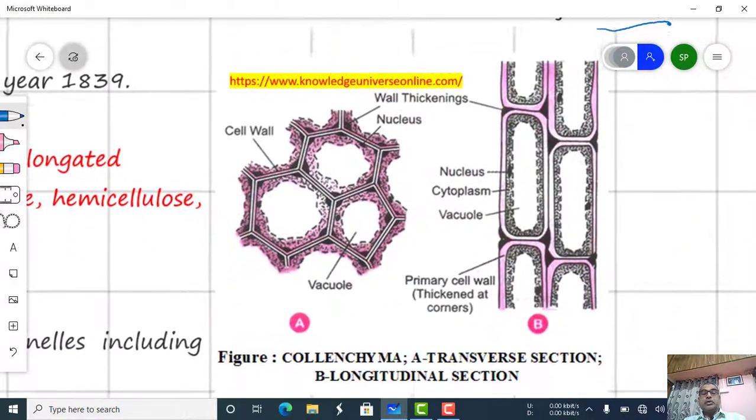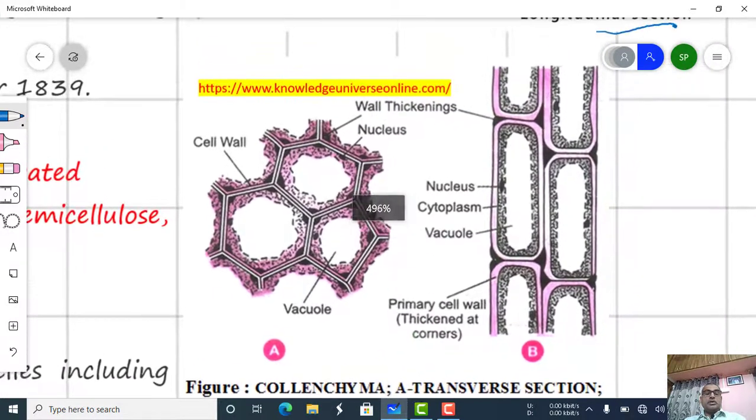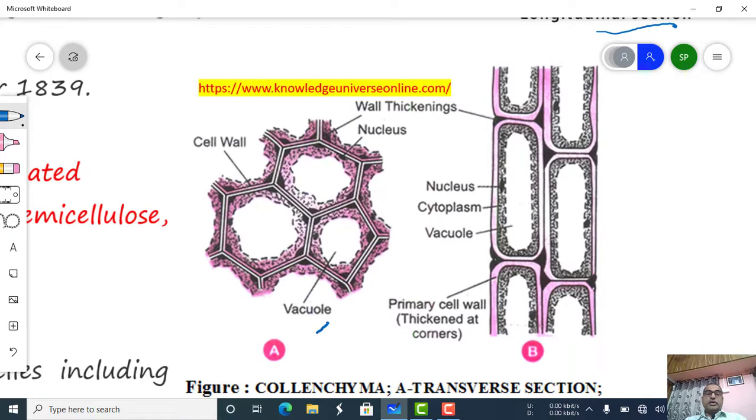Again, these are figures of collenchyma. This is the vacuole, then the prominent nucleus. Just see the wall thickening present in the collenchyma cell. Again, in this figure, the nucleus is present, then cytoplasm, vacuole, primary cell wall, and these are the thickenings present in a collenchyma cell.